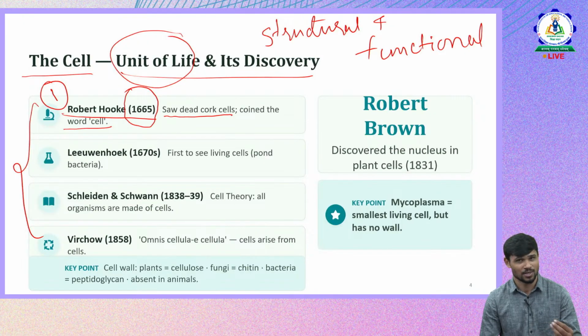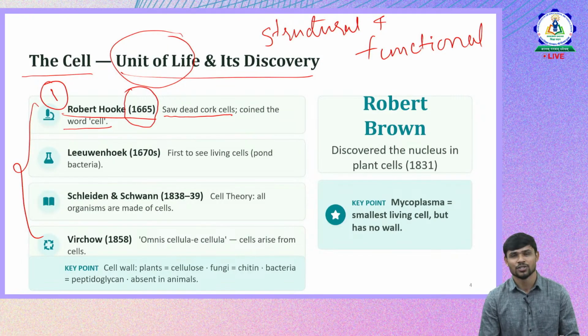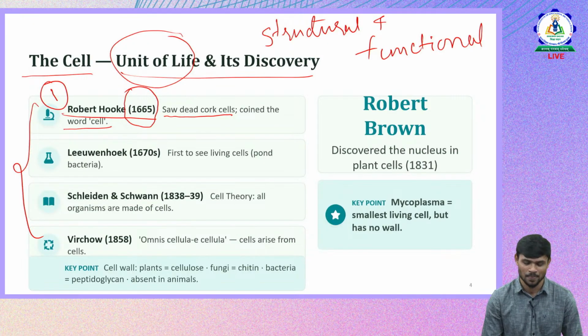A question can be asked like who coined the term cell, and they will give options like Robert Hooke, Leeuwenhoek, Schwann and Schleiden, Robert Brown. All these names they will give you as options, and you will have to choose the right one. So questions will be of this sort.